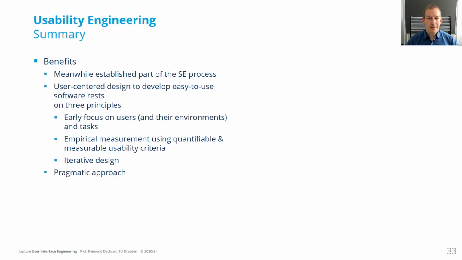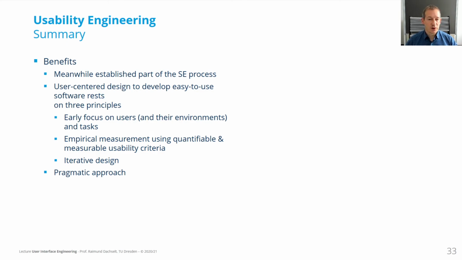Alright, so let me summarize this chapter from software to usability engineering. I think we know that usability engineering is now an established part of the software engineering process. We have seen also the development from software engineering to usability engineering. And that the user-centered design process is developed to have an easy-to-use software, of course, at the end of the day, and that there are 3 principles involved.